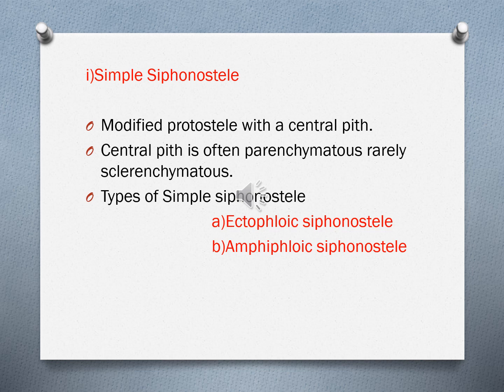Simple siphonostele is a modified protostele with a central pith. Nothing but a protostele with a central pith is known as simple siphonostele. The pith can be parenchymatous or sclerenchymatous. The pith can be made up of parenchymatous cells or sclerenchyma cells. There are 2 types of simple siphonostele: ectophloic siphonostele and amphiphloic siphonostele.